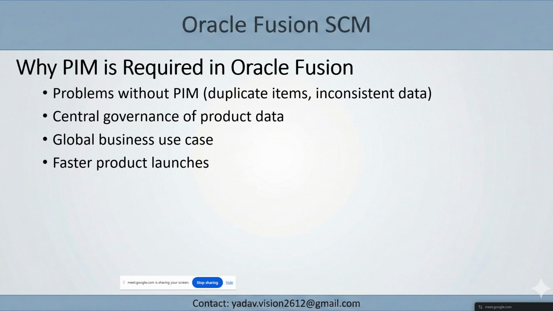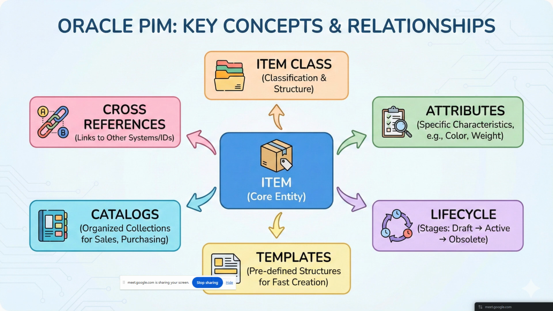It will avoid duplicate items, and if you are launching new products, for example, every year they release a new version like iPhone 16, iPhone 17, you can do that product launch quickly. Because you have the item templates, you can utilize the templates to create any new item. You don't need to follow any manual process to create the item. These are the key concepts.